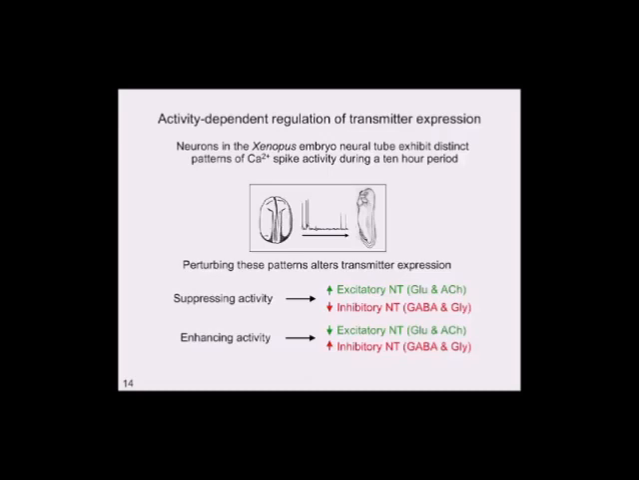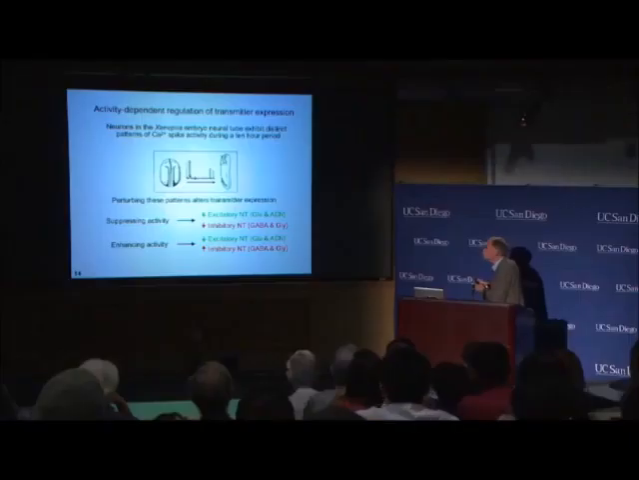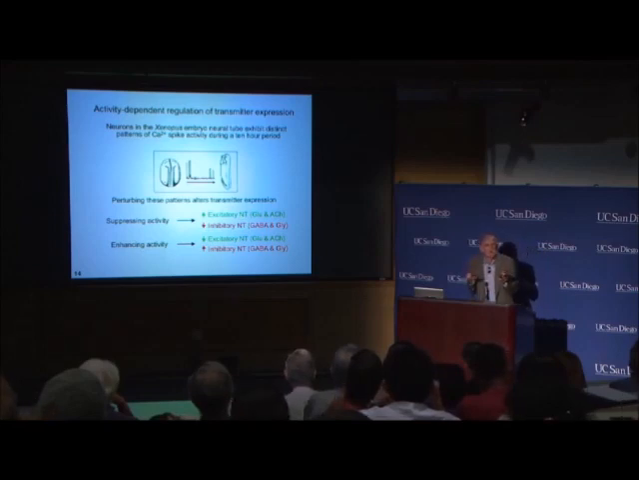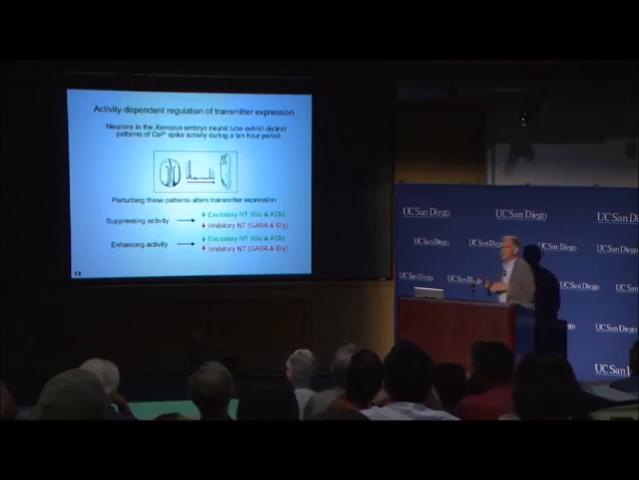Now we have more neurons making the excitatory transmitters, glutamate and acetylcholine, and fewer neurons making the inhibitory neurotransmitters, GABA and glycine. And you reflect on that for a moment and you think, goodness, that looks almost as though it's homeostatic. When activity is suppressed, the nervous system responds by trying to boost up the activity that it generates. And when activity is enhanced, now the nervous system tries to damp down the activity that it's generating. So it looks as though it might be homeostatic.